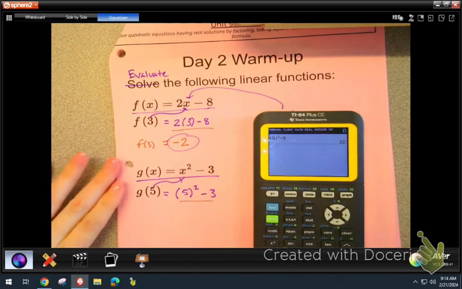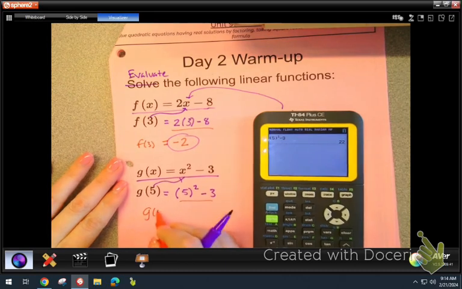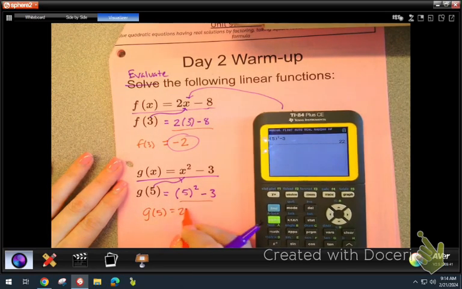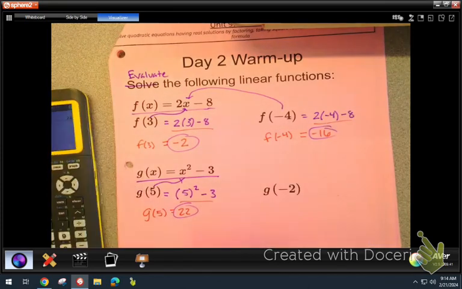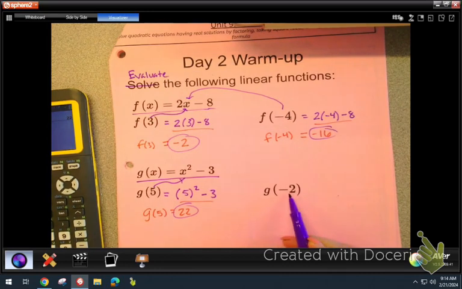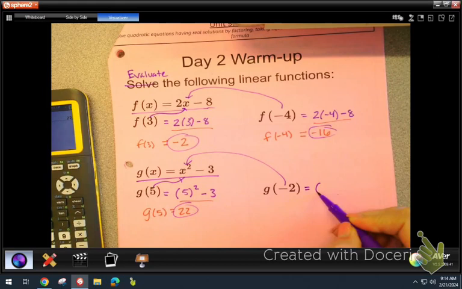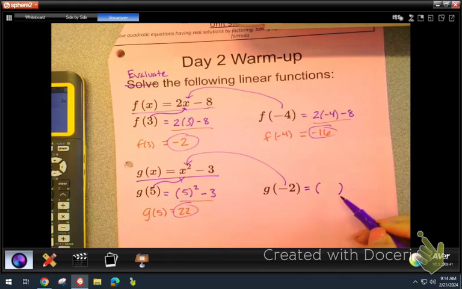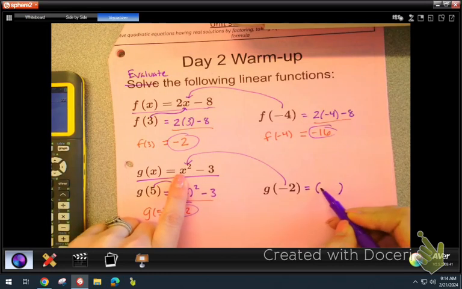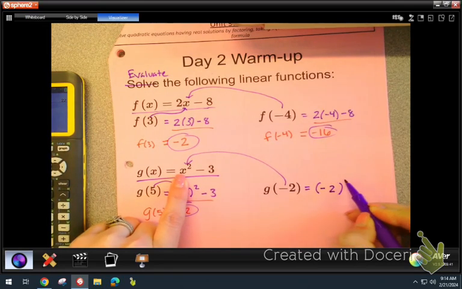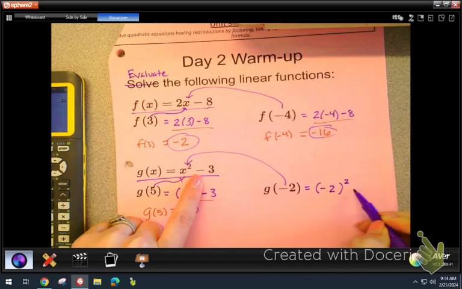So what number did we get for that? Raise your hand if you got that. Good? Okay. Let's talk about the other one. This time, what are we going to put in for x? Negative 2. That's our input. Now, remember what I said. You need to put the input in parentheses. This might be where some things got different. So I'm putting in a negative 2, squaring it, and then subtracting 3.